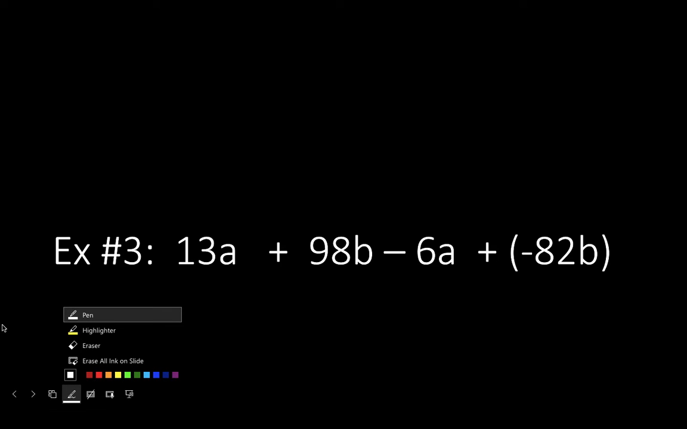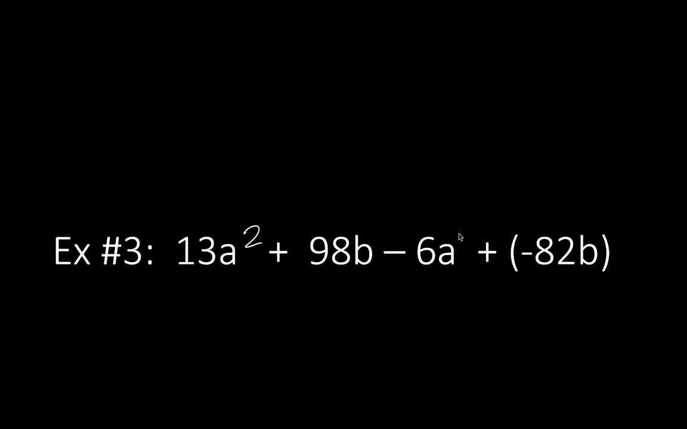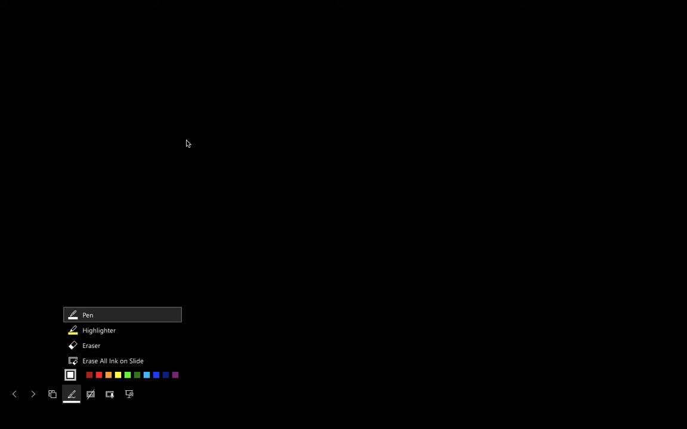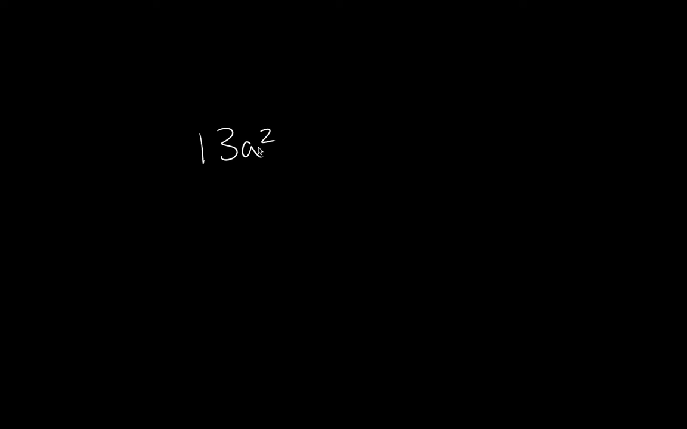Example number 3. 13a squared plus 98b minus 6a squared plus negative 82b. Okay, let's combine like terms.